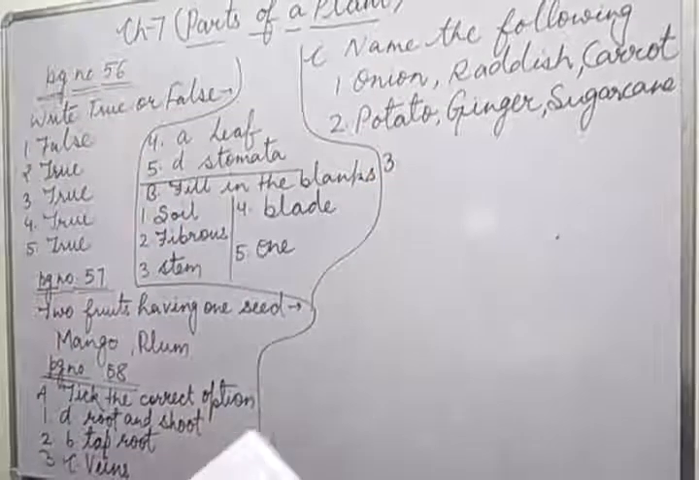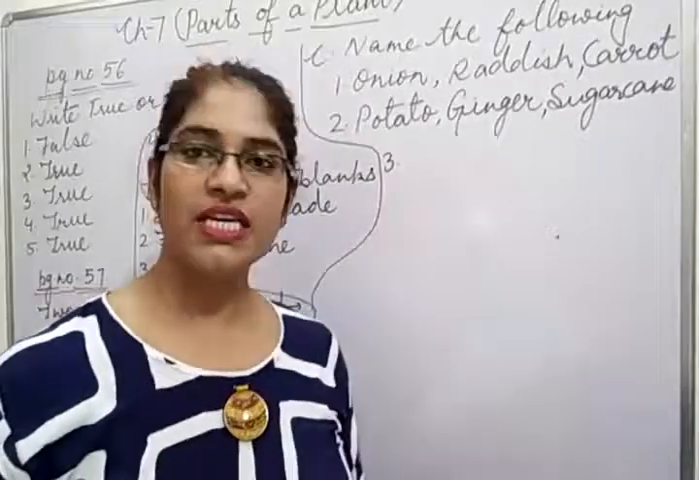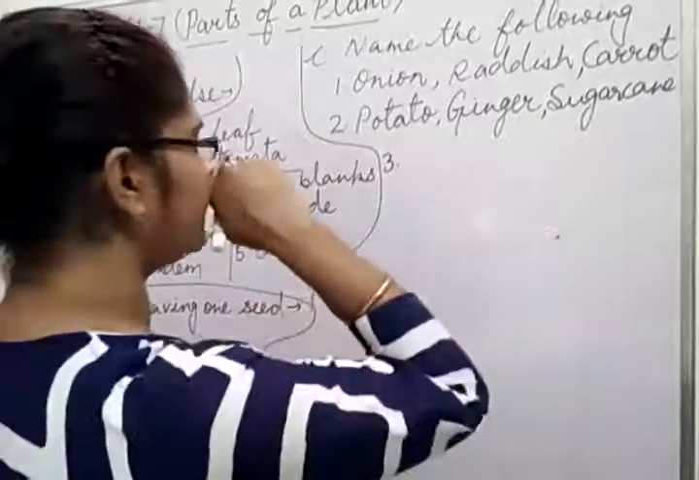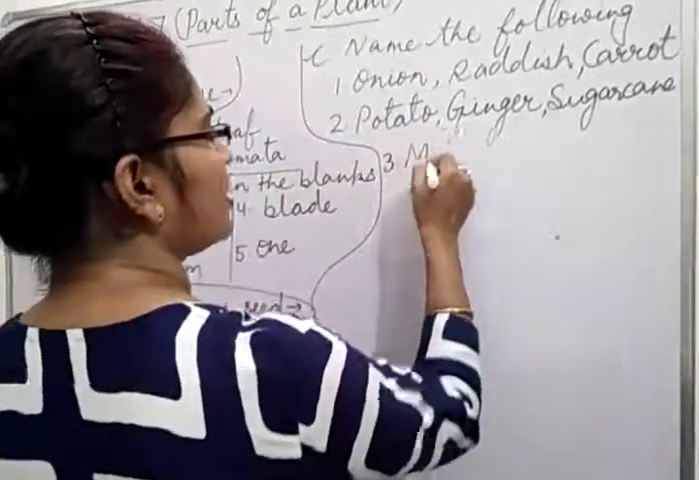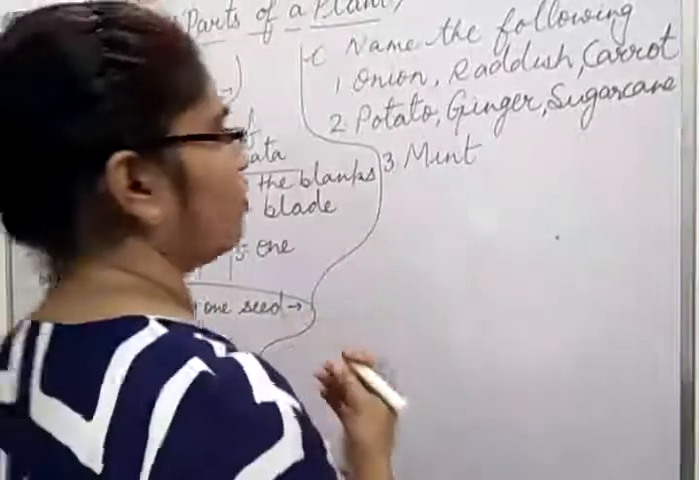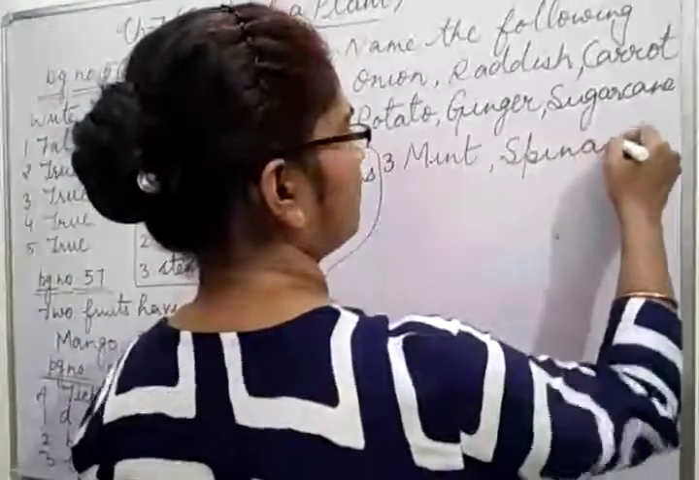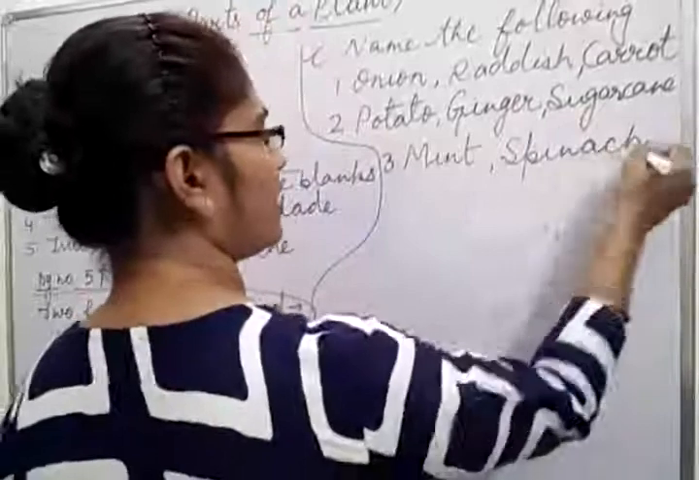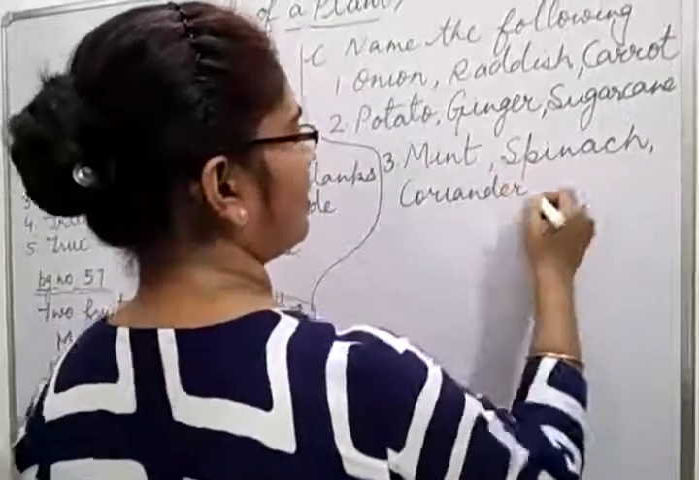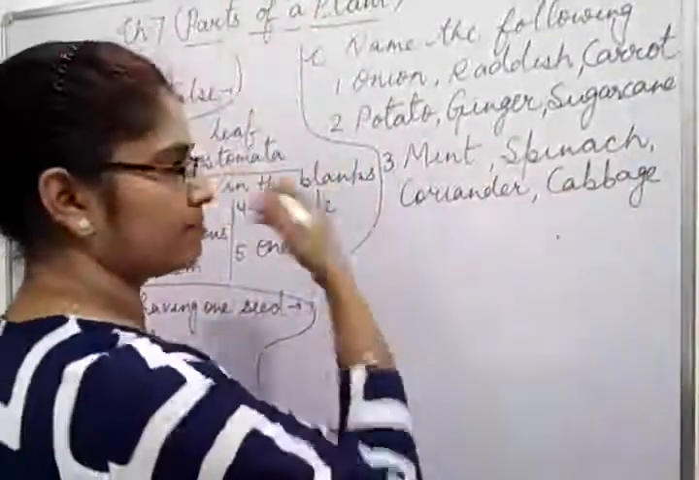Then third question, 3 leaves which we eat. You have to tell 3 edible leaves which we use for eating. That is, mint leaves you can write down, mint, and in place of mint you can write down mint. Then spinach you can write, coriander you can write, and cabbage you can write. Anything you can write. They are asking 3, you can write from these.